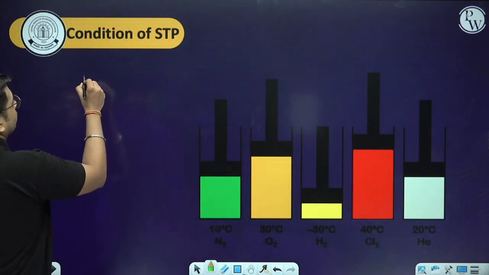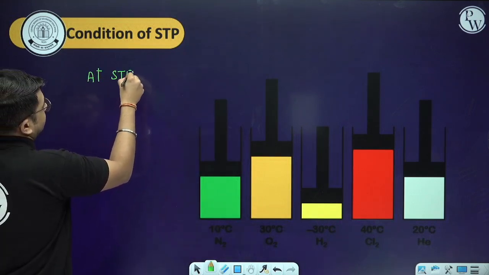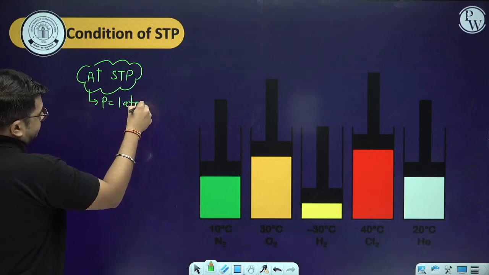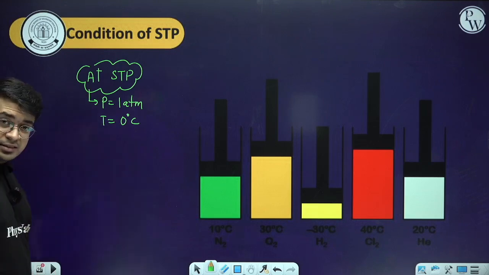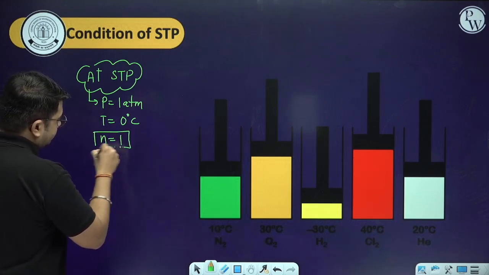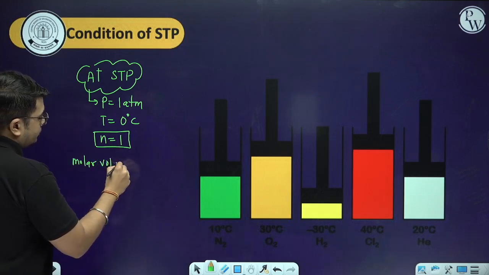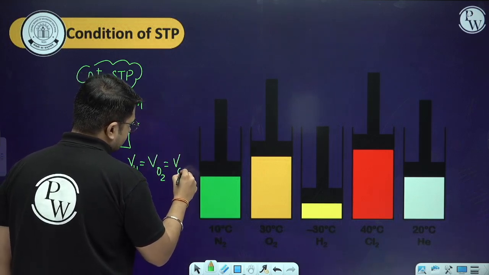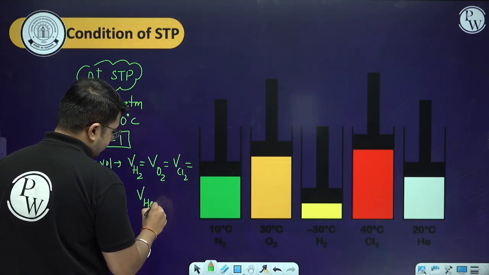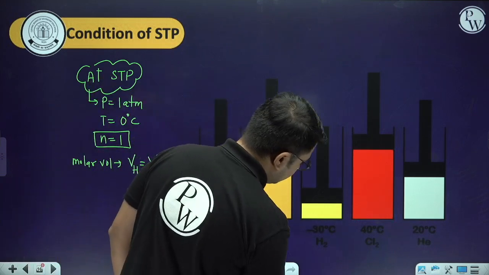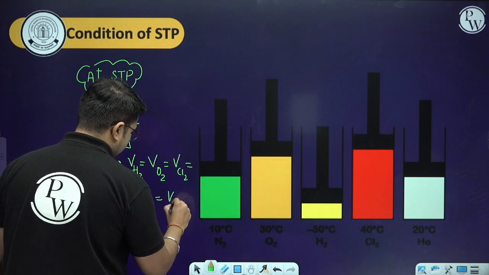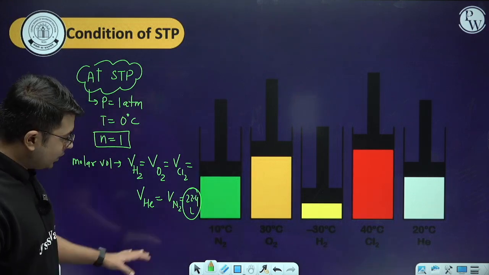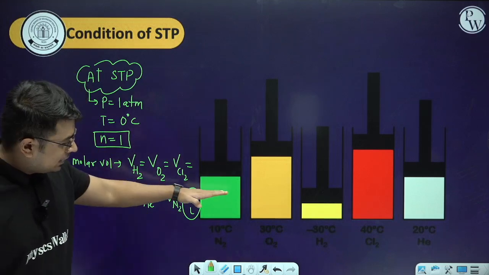But if I'm talking about STP condition, whatever the nature of gas, STP means pressure is 1 atm and your temperature is 0 degree Celsius. At this condition, the number of moles is basically 1. So I can say the molar volume, the volume of hydrogen will be equal to the volume of oxygen, equal to the volume of Cl2, equal to the volume of helium, equal to the volume of nitrogen, which is equal to 22.4 liters. So that will be the final demonstration. At 0 degree Celsius and 1 atm pressure, you can see every volume will remain the same.